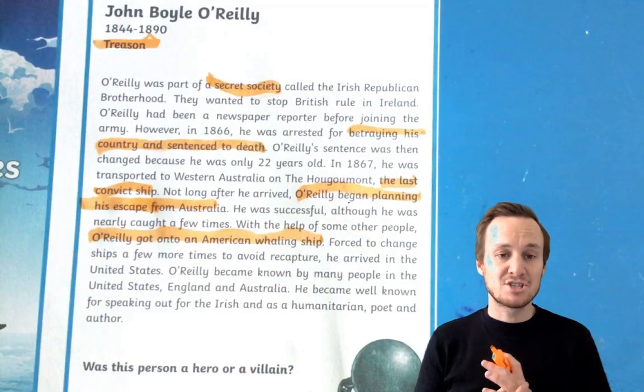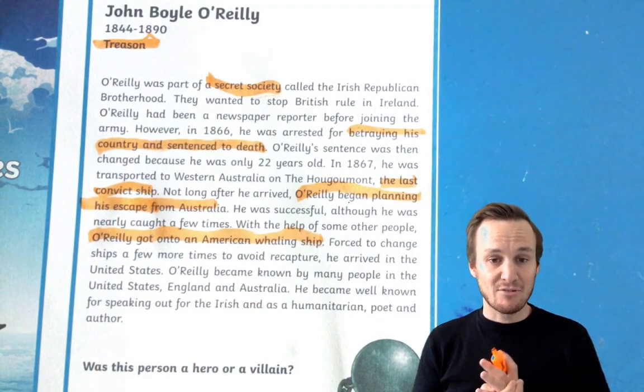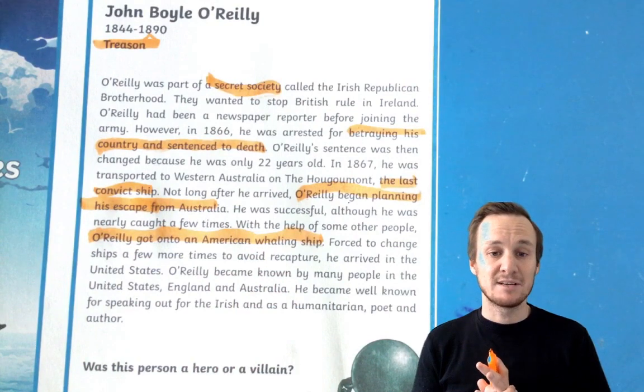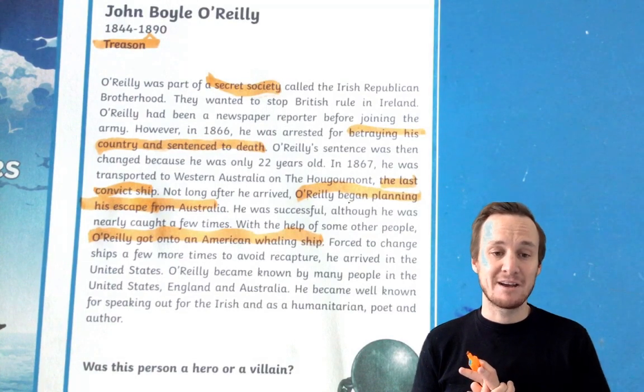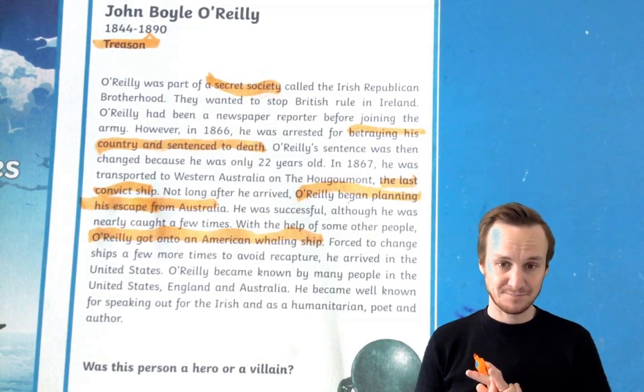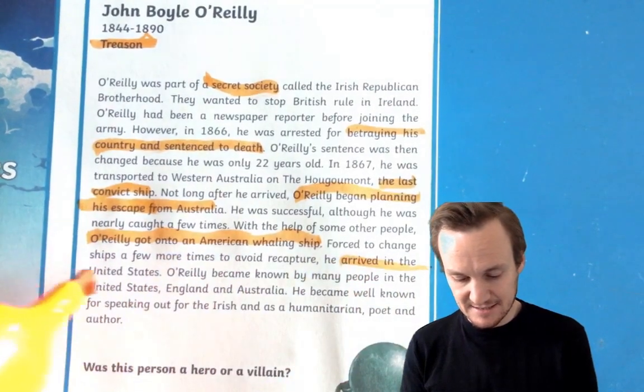Forced to change ships a few times to avoid recapture, he arrived in the United States. O'Reilly became known by many people in the United States, England, and Australia. He became well known for speaking out for the Irish and as a humanitarian poet and author. Okay, I'm just going to write there, he arrived in the United States.